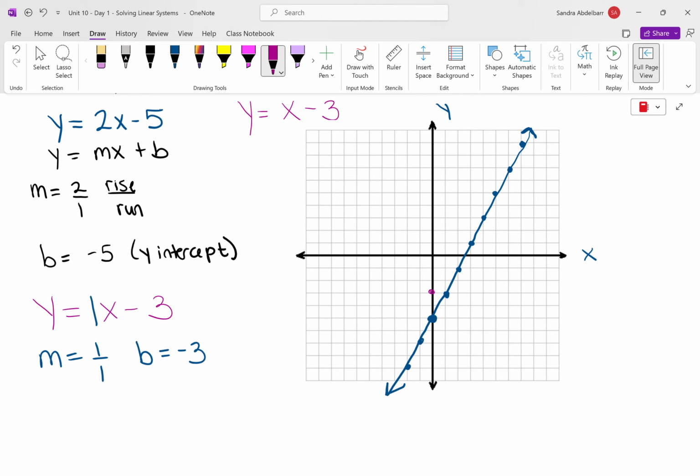So I'm going to start on my y-axis. I'm going to go down to negative 3. And then from that point, I'm going to go up 1 to the right 1. Up 1 to the right 1. Do we cross? Yes, that's all we need. If we wanted to fill it in a little bit more to get a better idea, we can, but it's really not necessary.